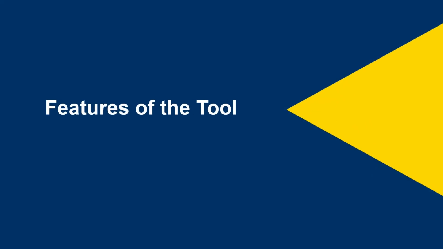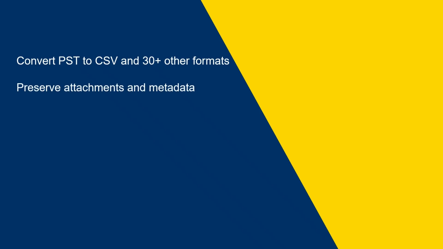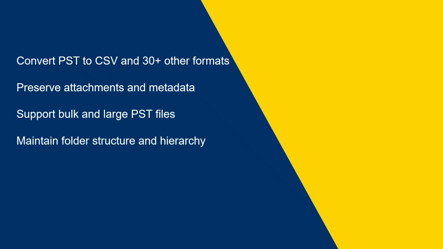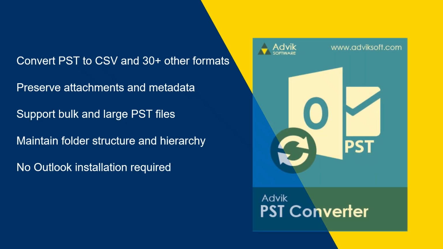Key features of Advik PST Converter tool. It allows you to convert PST to CSV as well as more than 30 other file formats. The tool preserves email attachments and complete metadata. It supports bulk PST conversion and large-size PST files without performance issues. Folder structure and hierarchy are fully maintained during conversion. No Microsoft Outlook installation is required, and it is compatible with all Windows versions.